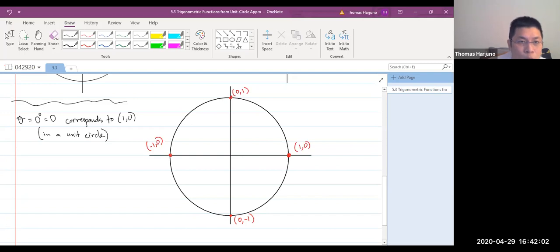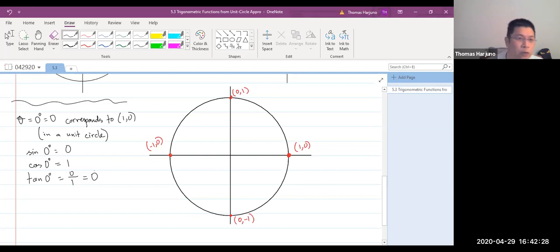Now, because we know the coordinate for that angle, then we see right away that sine 0 degrees is the y component, cosine 0 degrees is the x component, and tangent 0 degrees will be y over x, just like before, which is 0.